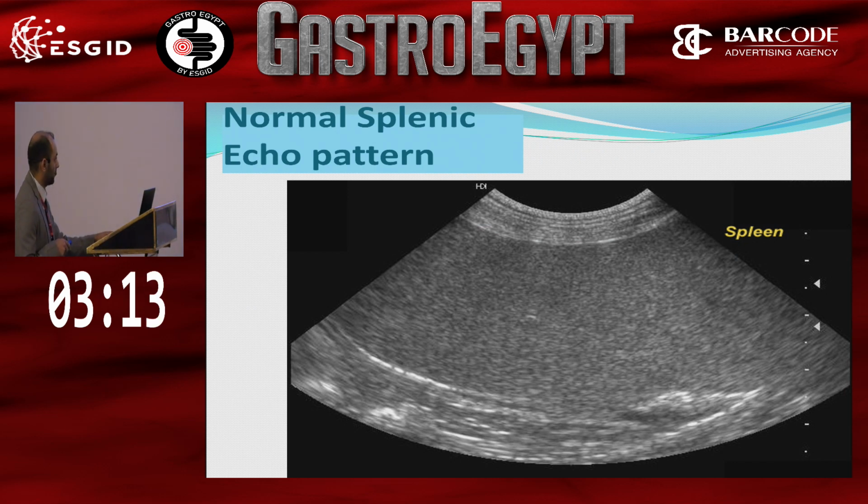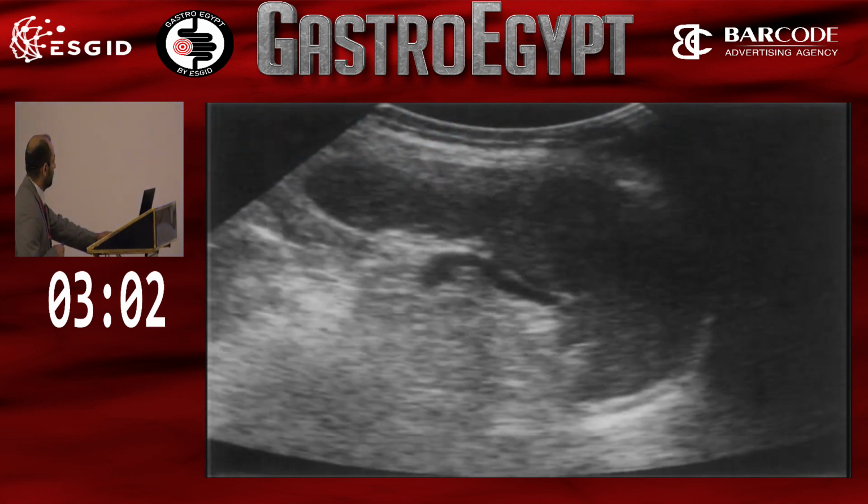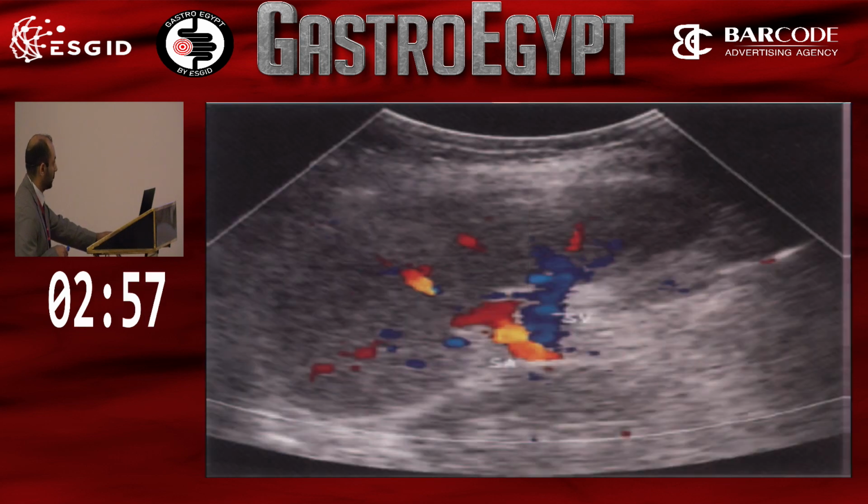This is splenomegaly, but it is homogeneous echogenic. This is also splenomegaly, but it is heterogeneous, with multiple small hypoechoic focal lesions. This is the splenic hilum. I have to see it and exclude any other pathology at the splenic hilum. I have to put color Doppler on to confirm it is normal.